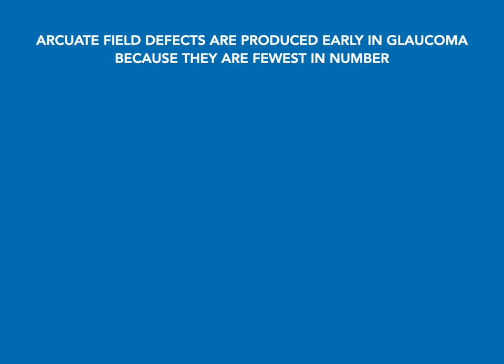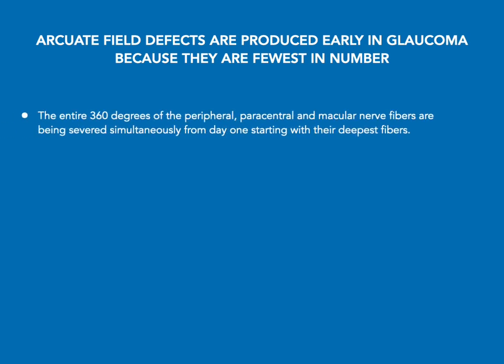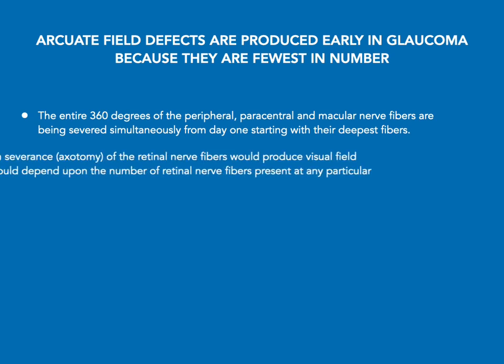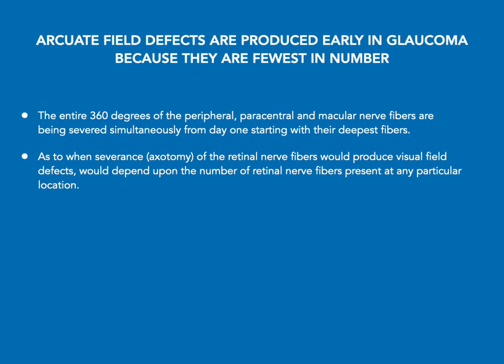Arcuate field defects are produced early in glaucoma because they are fewest in number. The entire 360 degrees of the peripheral, pericentral, and macular nerve fibers are being severed simultaneously from day one, starting with their deepest fibers. As to when severance of the retinal nerve fibers would produce visual field defects would depend upon the number of retinal nerve fibers present at any particular location.